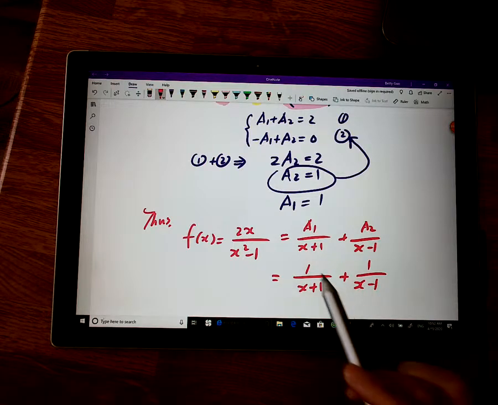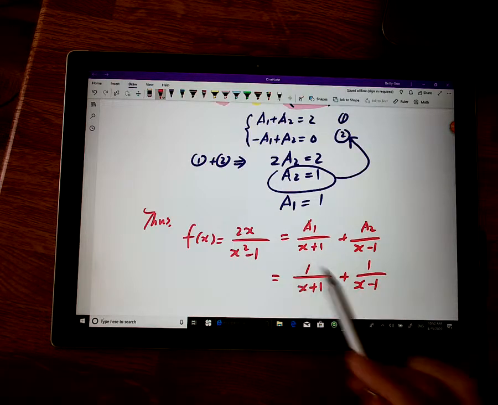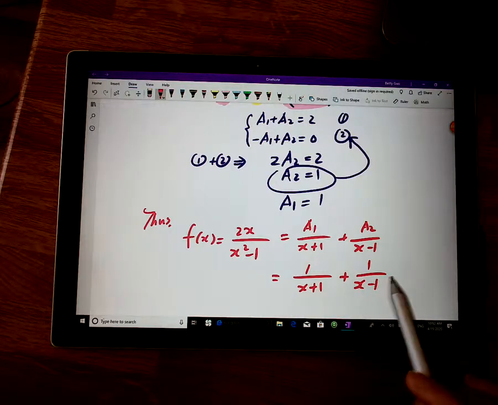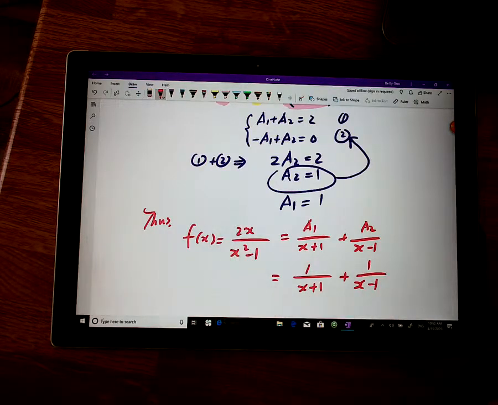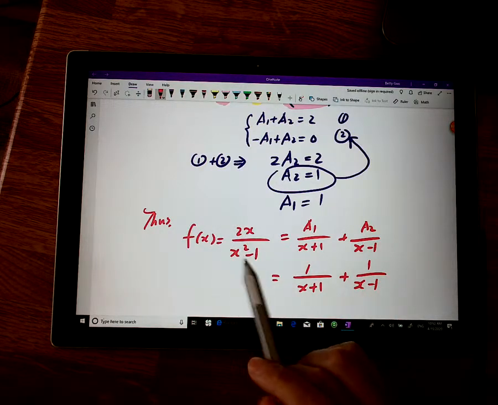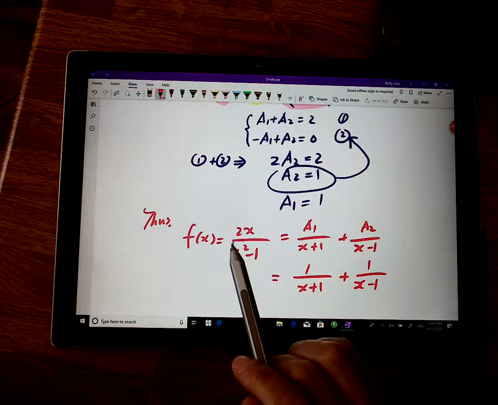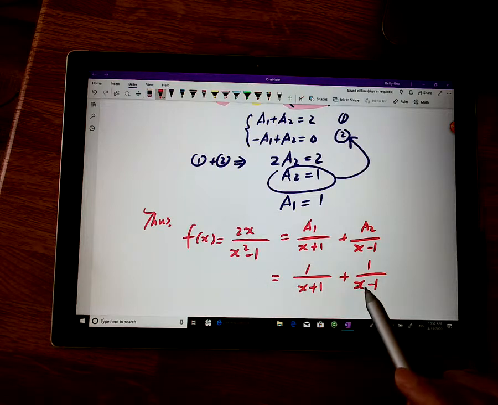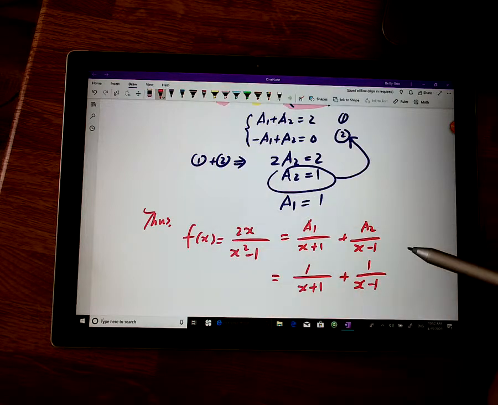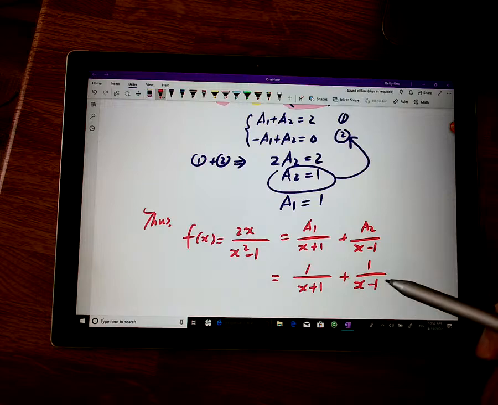For taking the derivative or integral, those two functions are easy functions compared with the original. You would see, this actually is easier. It's also easy to take the derivative and the integral. This is just an example. This way is just easier.